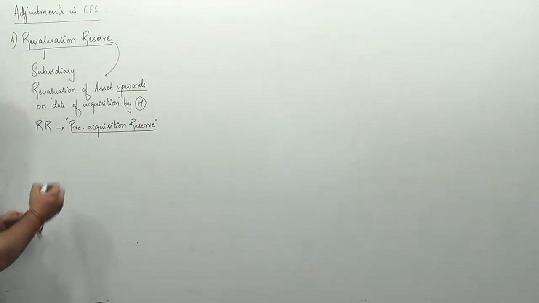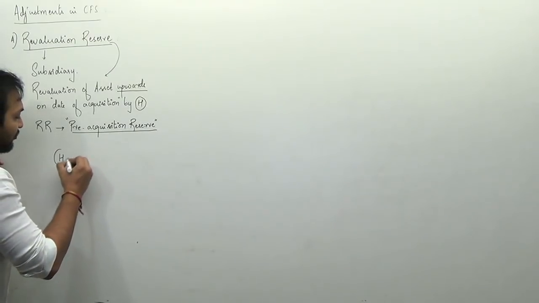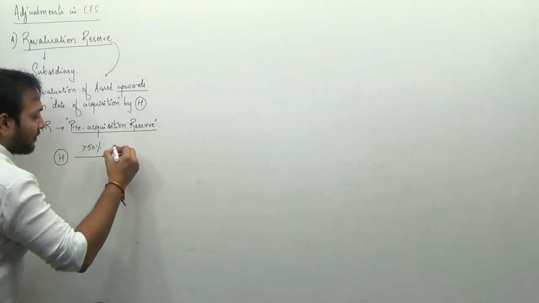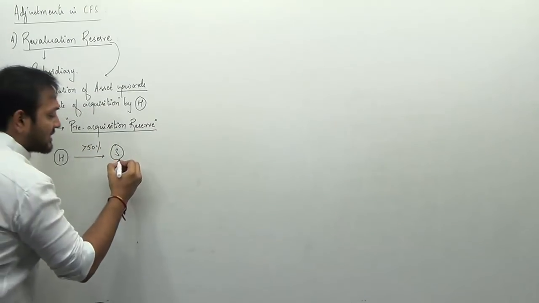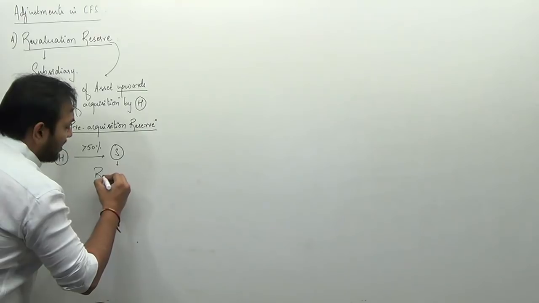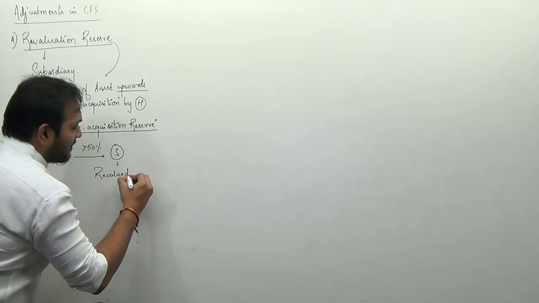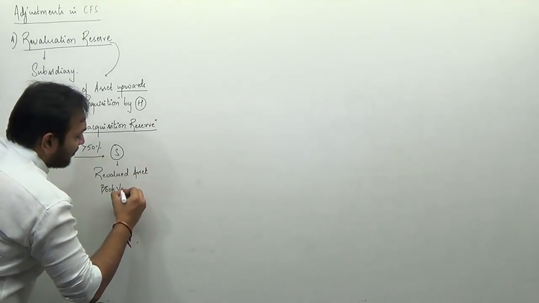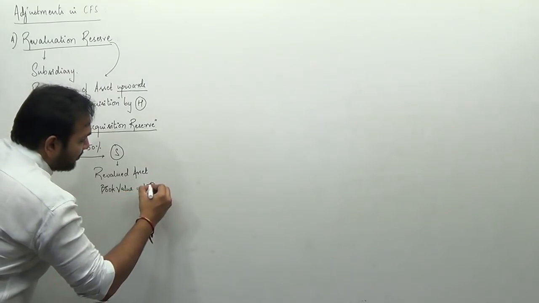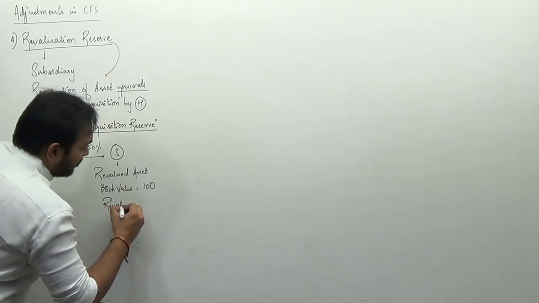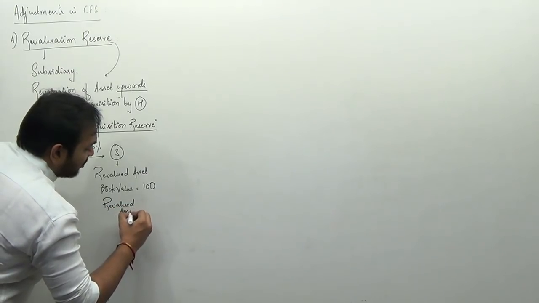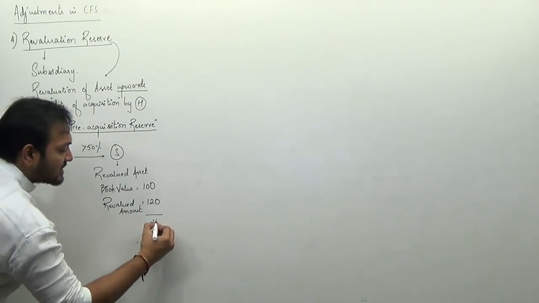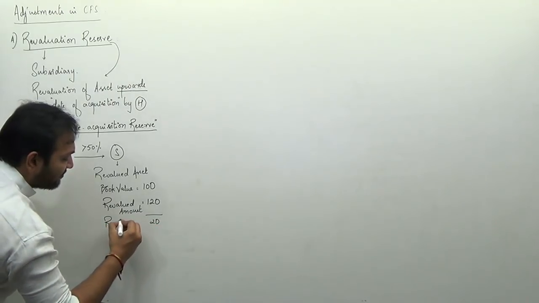Now let's say I have a holding company which is acquiring more than 50% in a subsidiary S. This S Limited, which is a subsidiary, revalued an asset which has a book value of 100 to a revalued amount of, let's say, about 120. Then we say that 20 rupees is the amount of revaluation reserve.